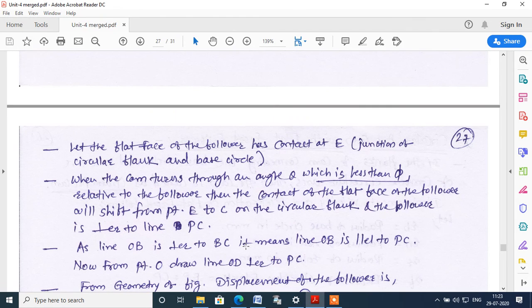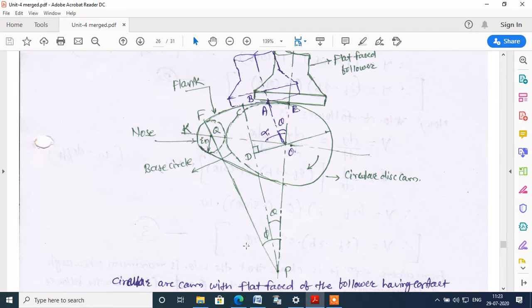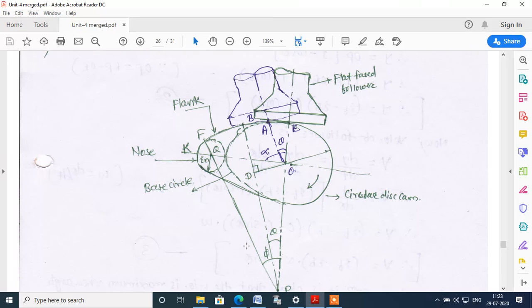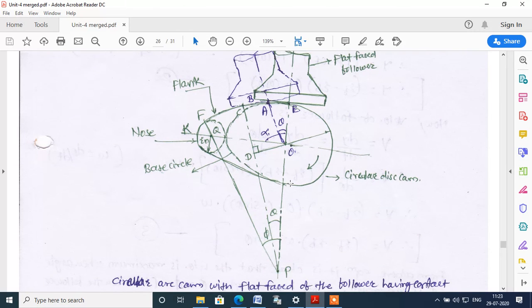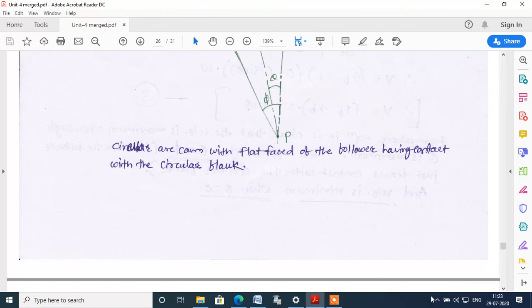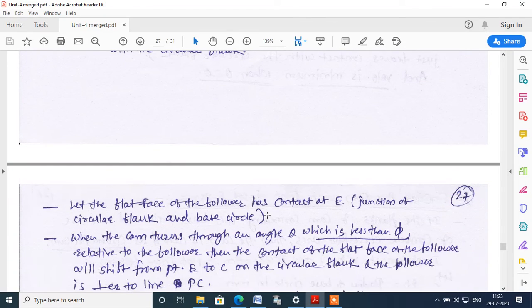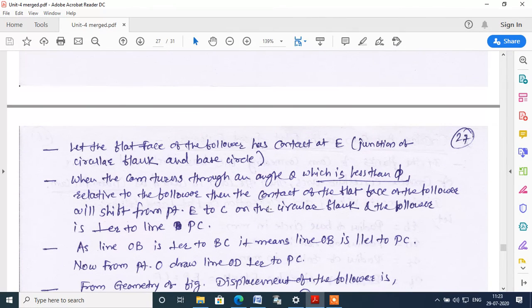Before that, I think you have drawn this figure. If not drawn, draw it. All of you draw this figure. Be fast. Draw this figure. Drawn? Then here we will start.